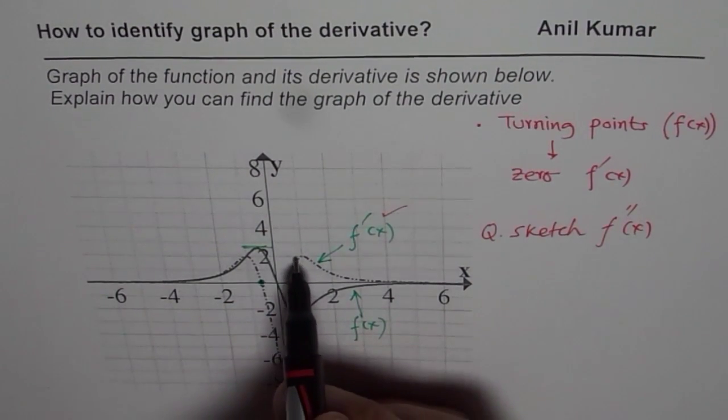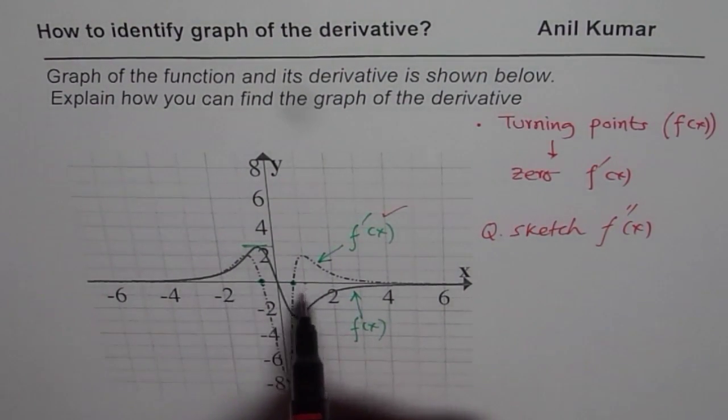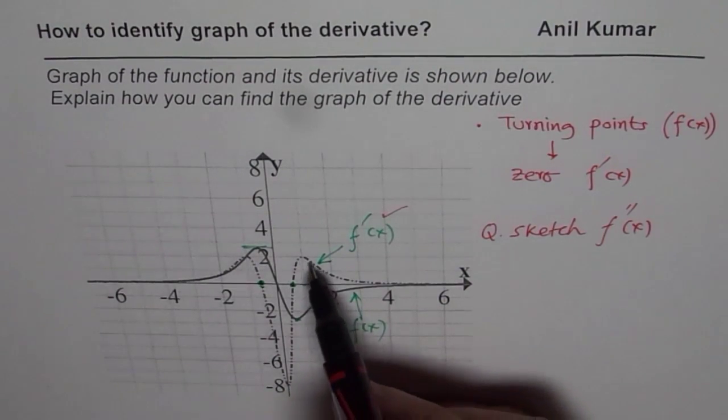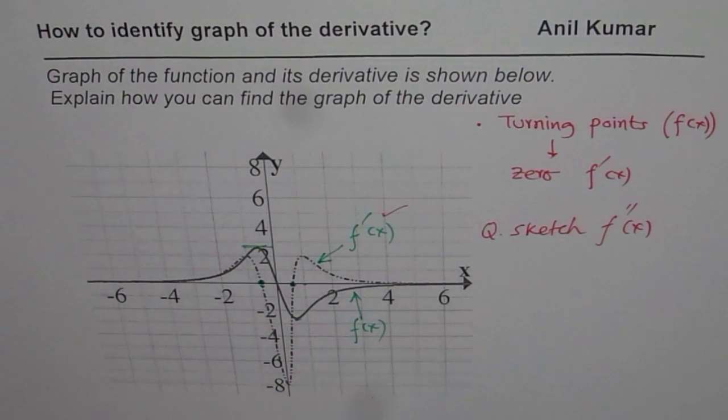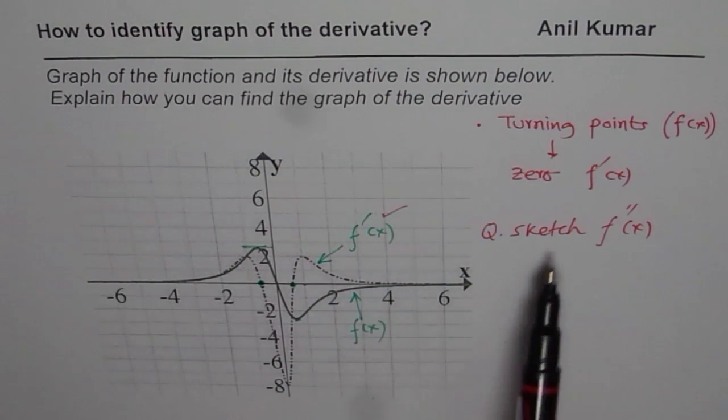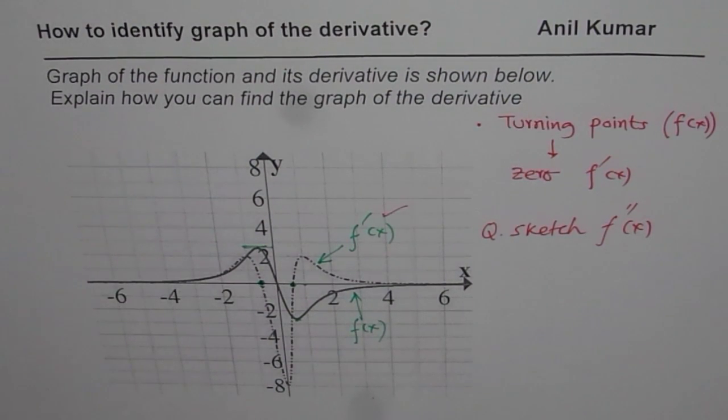Obviously, you should start from the turning points, get some zeros, then look for concavity, right? So this is concave down, concave up. A point of inflection gives you a maximum or a minimum, right? That should help you to find the derivative's derivative graph.